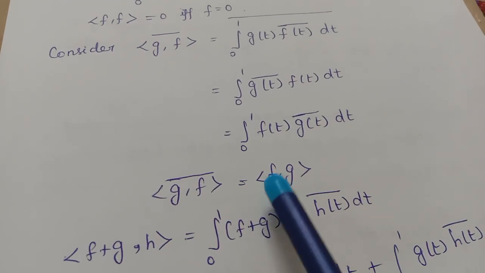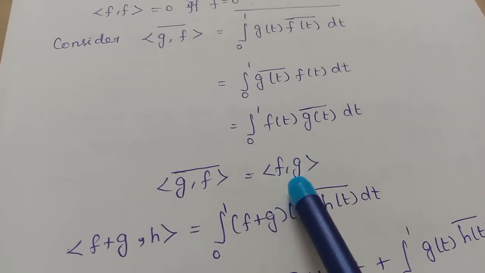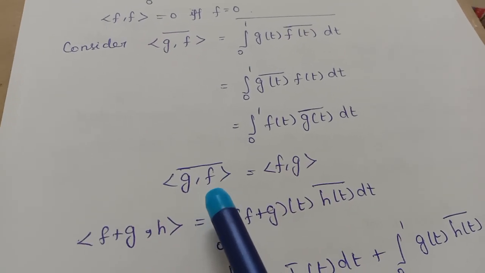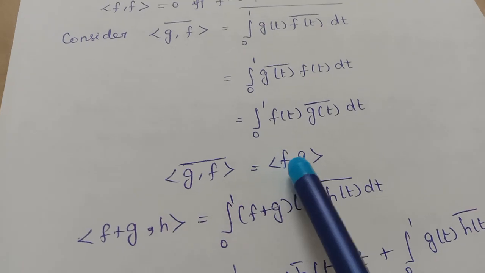Compare this with the previous problem. In the previous problem, what did we prove? The inner product of f, g is equal to simply the inner product of g, f. There, it is because it is the field of real numbers. Here it is complex numbers, so it has to be equal to the conjugate.